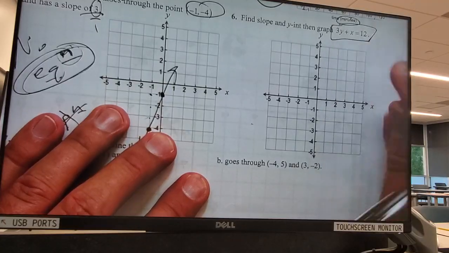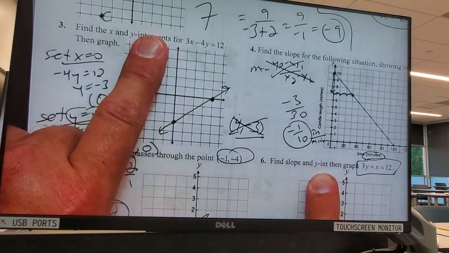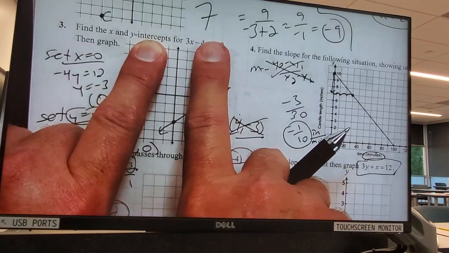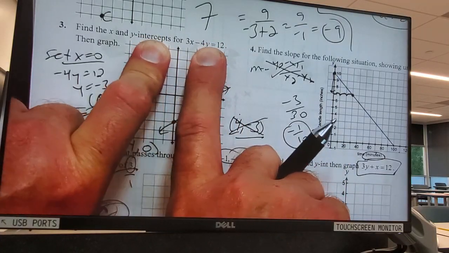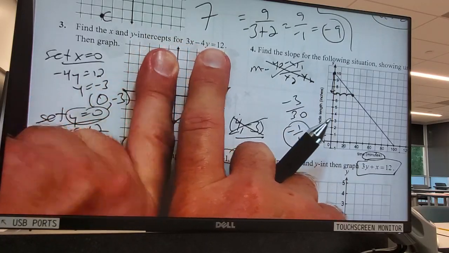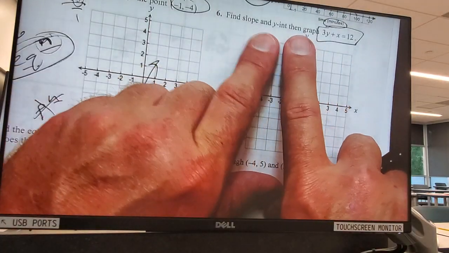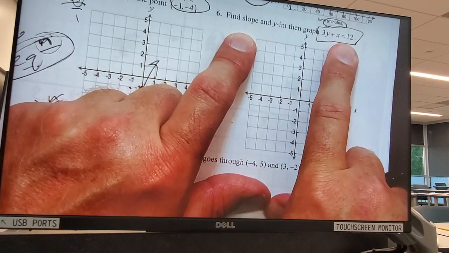Alright, so doing this one. If I want to know the slope and the y-intercept, up here I just want to know the intercepts. There's no reason to solve for y. In fact, that kind of is backwards, to be honest. You with me? If I want the intercepts, don't solve for y, just plug zeros in. If I want the slope and the y-intercept, I might as well solve for y, right?